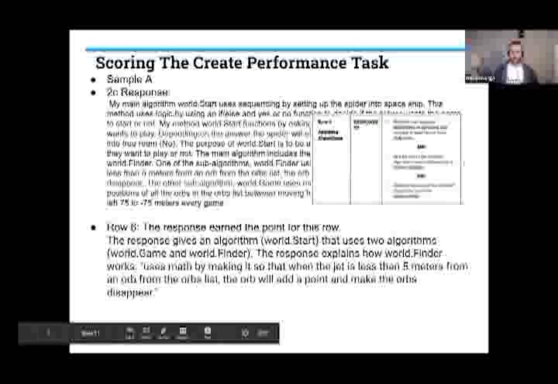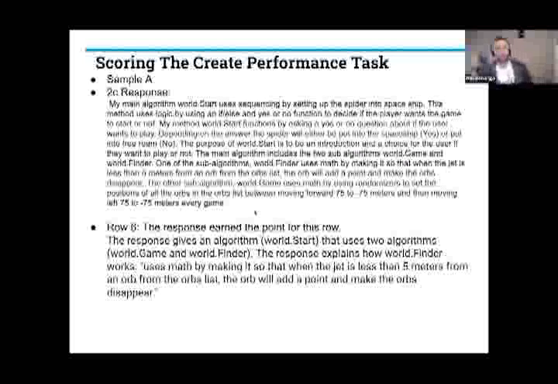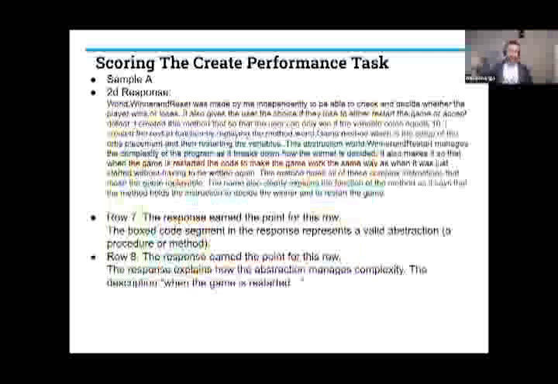All right. And so, okay, let's go down here. Row 6. Yes, the student does earn the point for this row. The response gives an algorithm, right? World Start, of course, that uses two algorithms, World Gain and World Finder, right? These are the sub-algorithms. The response explains how World Finder works, uses math by making it so that when the jet is less than 5 meters from an orb, the orb will add a point, and the orbs disappear. So we look, okay, it has two or more sub-algorithms.